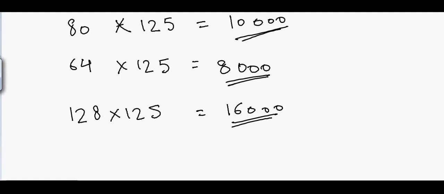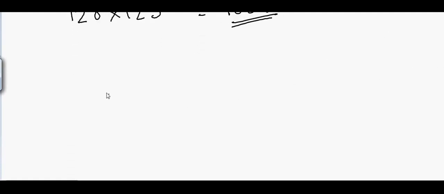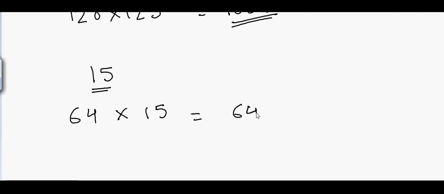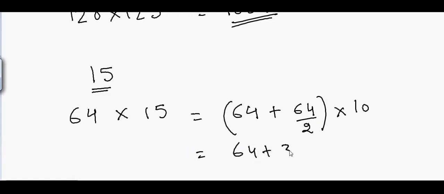Now let's go to multiplication by 15. In case of 15, this is a little different. Suppose we have 64 and want to multiply it by 15. In this case, what I will do is take 64 and add 64 divided by 2 to it, and then multiply by 10. So that will be equal to 64 plus 32, into 10, and that's equal to 960, right?